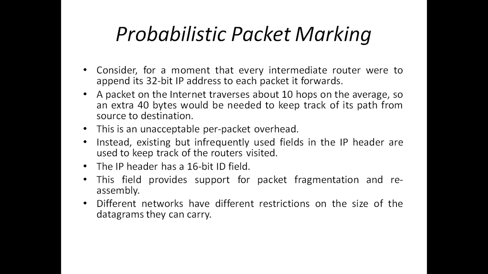Instead, existing but infrequently used fields in the IP header are used to keep track of the routers visited. If you see the syntax of the IP header, there are some fields which are unused. So, instead of adding 40 bytes extra to the packet, is it possible to make use of these unused fields of the IP header? For that, the IP header has a 16-bit ID field. This field provides the support for packet fragmentation and reassembly.